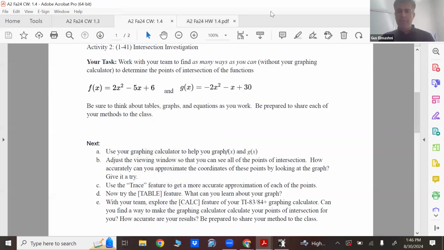Now, if you solve it algebraically, you could do this. Substitute, guys. That's going to be your best way to solve that algebraically.